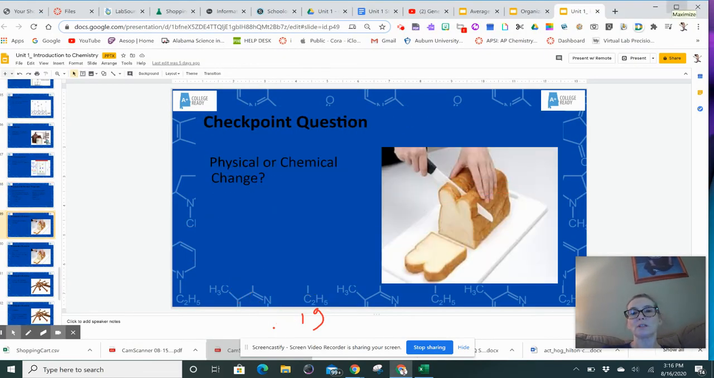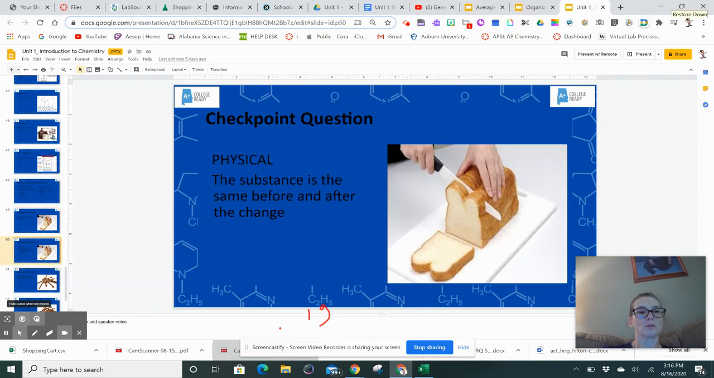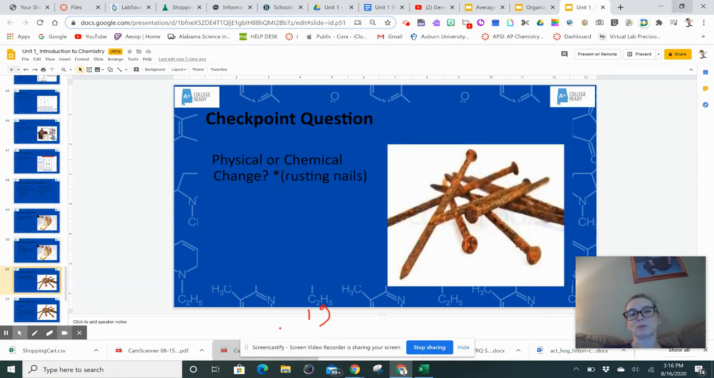All right, so let's look at some questions about physical versus chemical properties or changes. Is slicing bread a physical change or a chemical change? That is a physical change because we have not changed that substance. Bread is still bread, whether it's in a loaf or in a slice. It's the same as it was before. It may have changed its shape, but it's still the same.